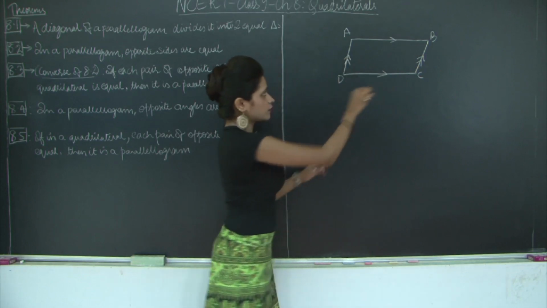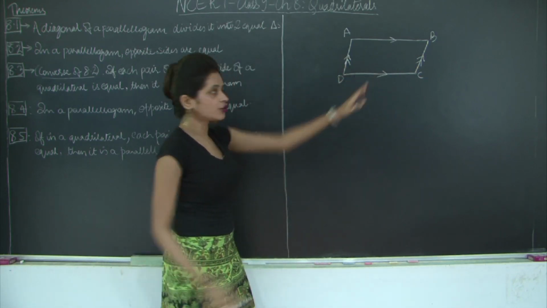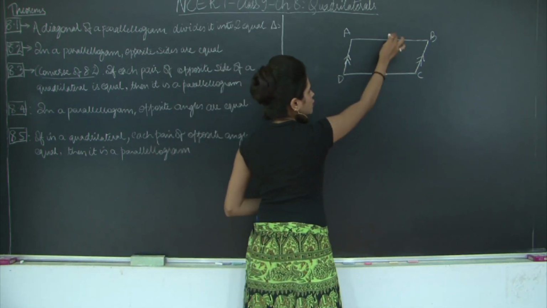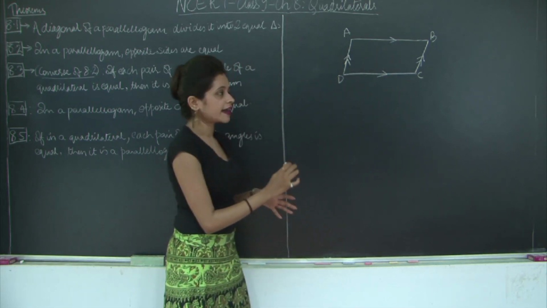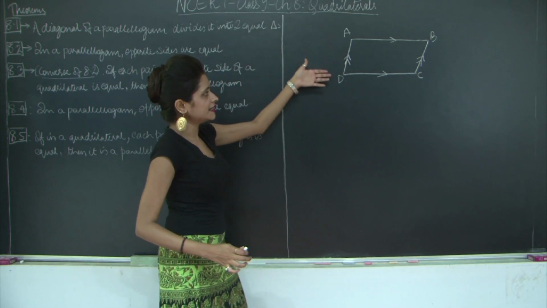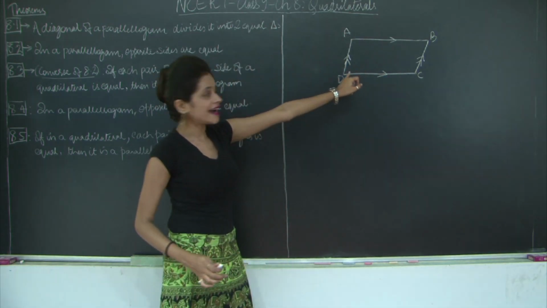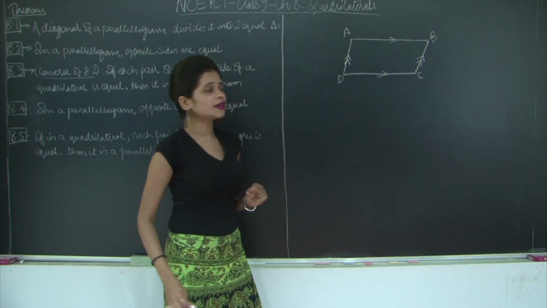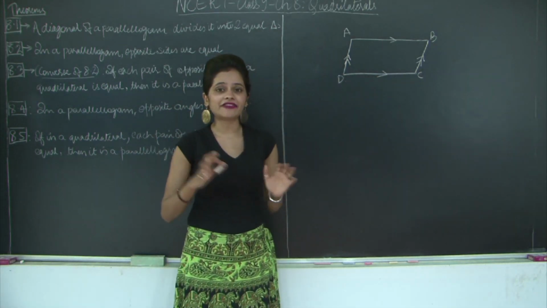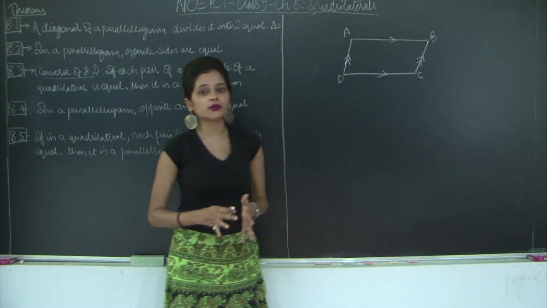Note that these arrow signs on your side, they denote that the two lines are parallel. So I have drawn single arrows on AB and DC to denote that AB is parallel to DC. Similarly, AD is parallel to BC. That is why I have marked it with two arrows each. So what do we need to prove? That the diagonal divides the parallelogram into two equal triangles.